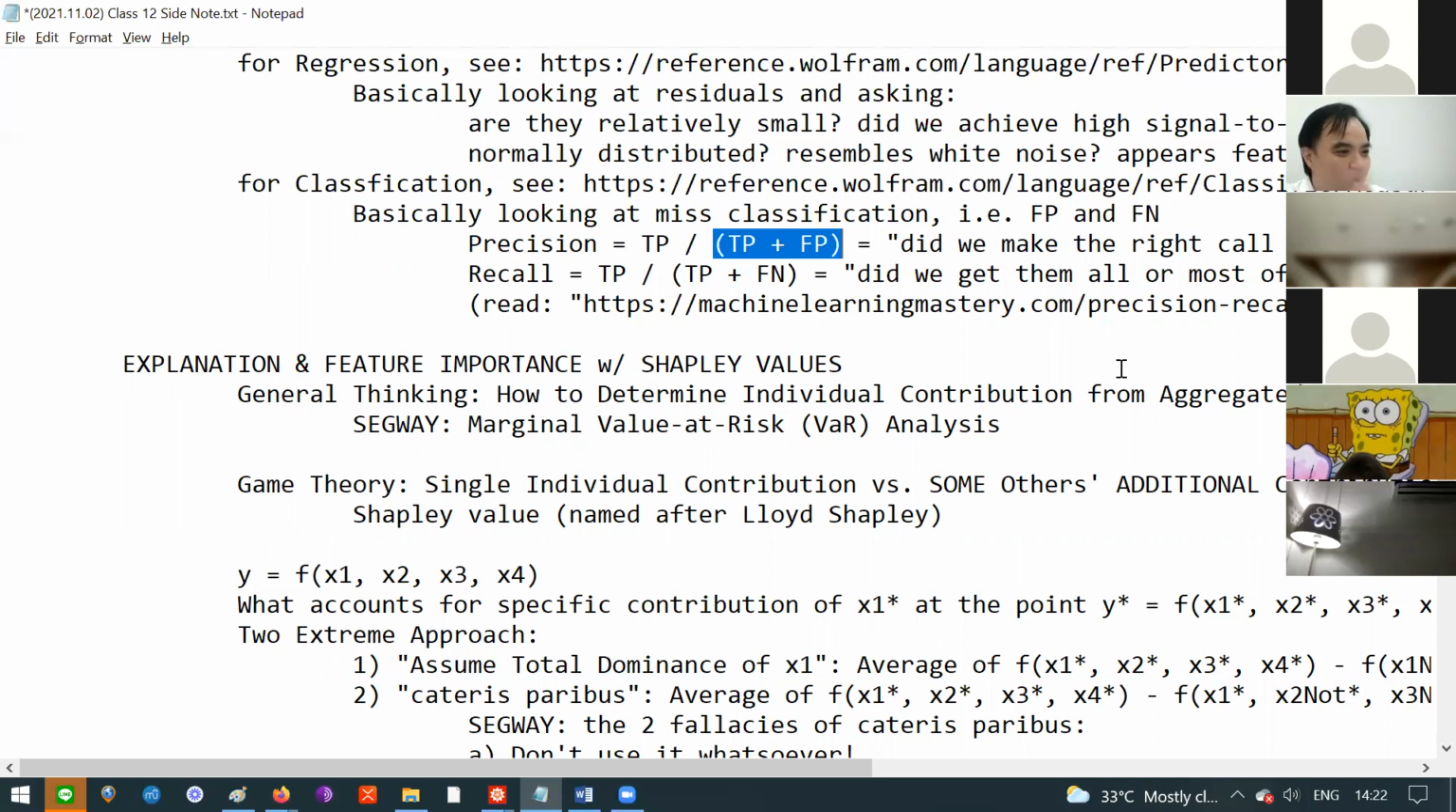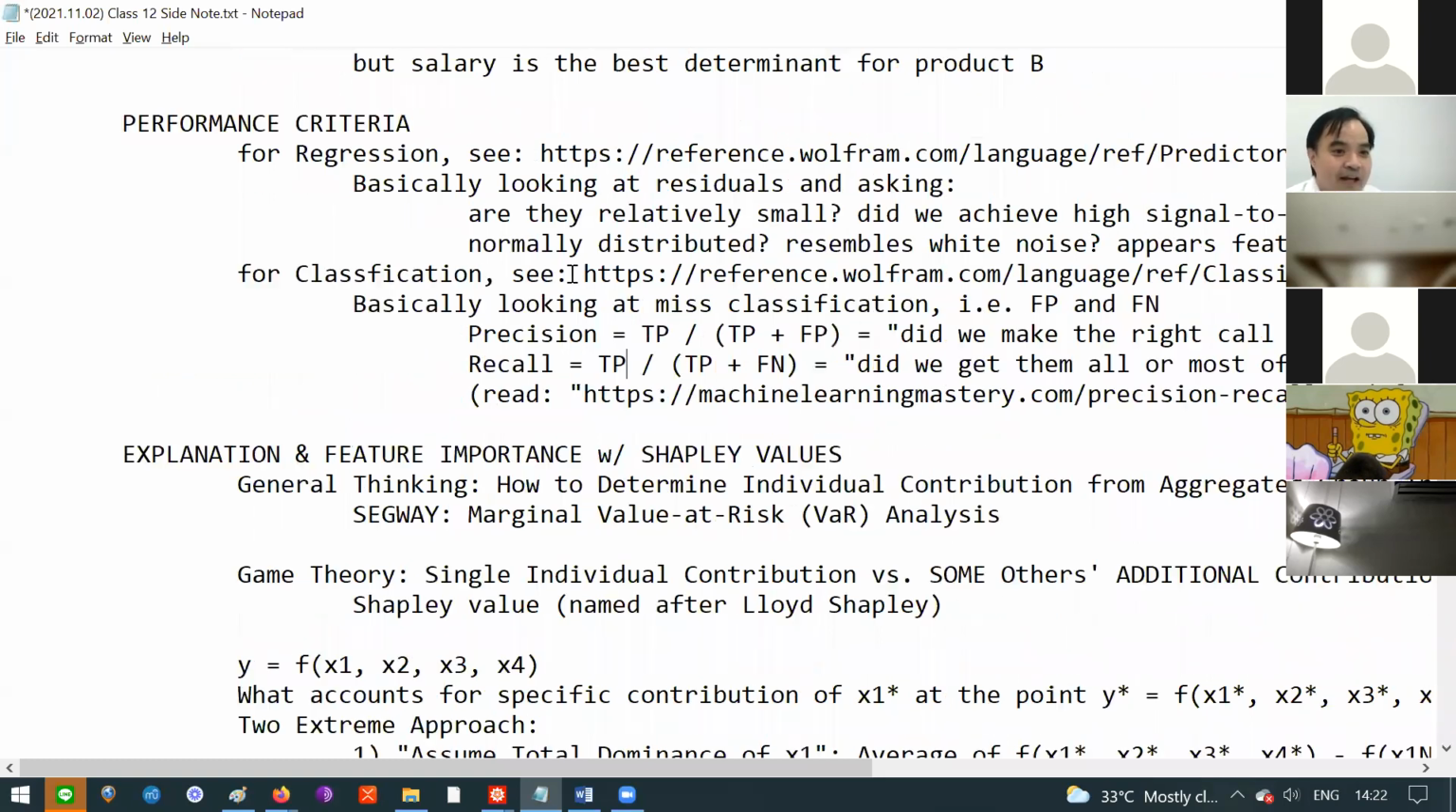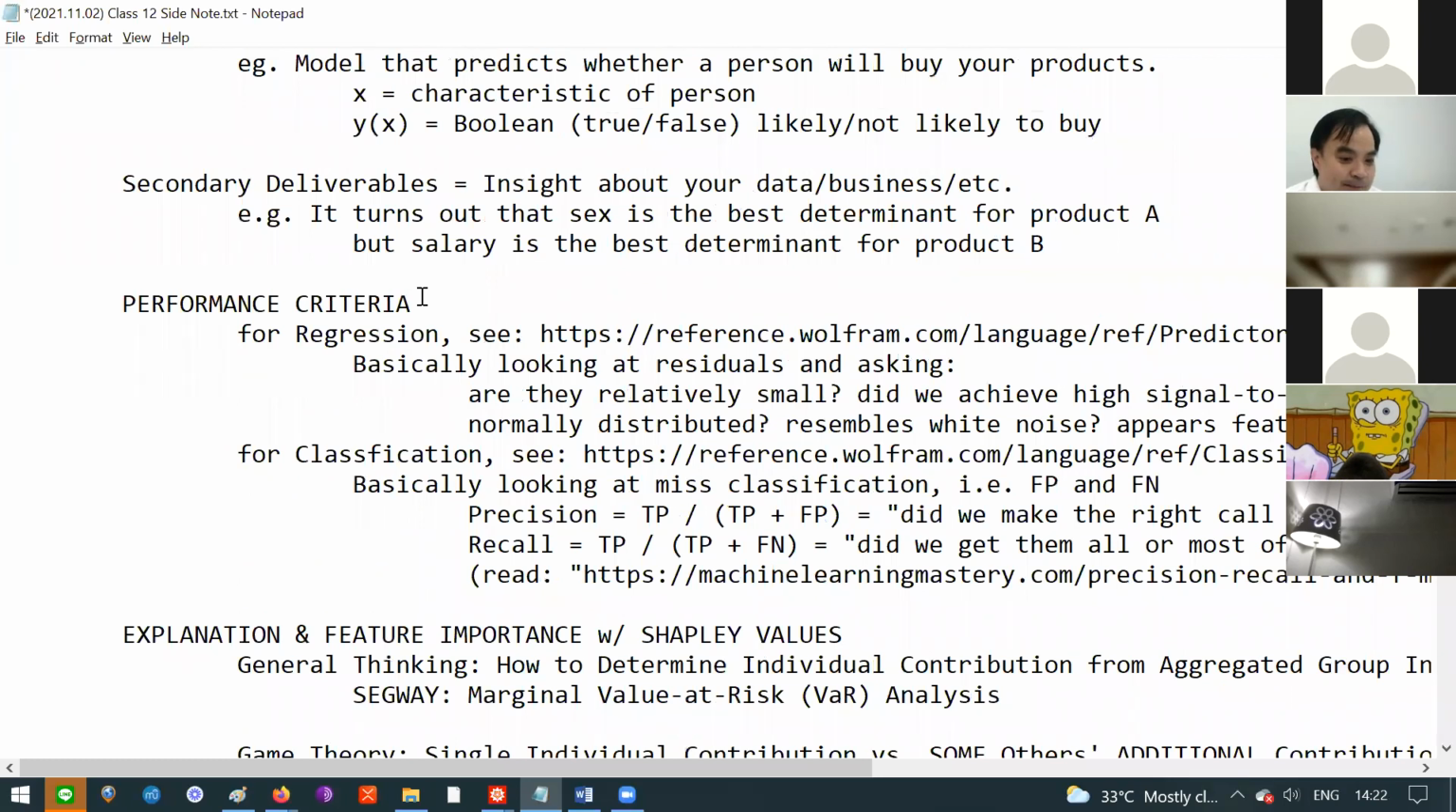Of all the calls you made, all the predicted positive cases, that's precision. Whereas recall would be: of all the real cases, did you catch them all, or did you catch most of them? So true positive versus false negative. Basically, of all those who are really positive, did you get them? Okay, so those are the criteria.